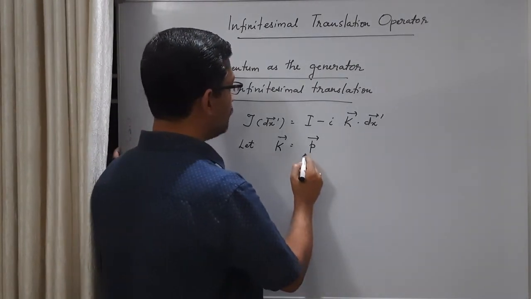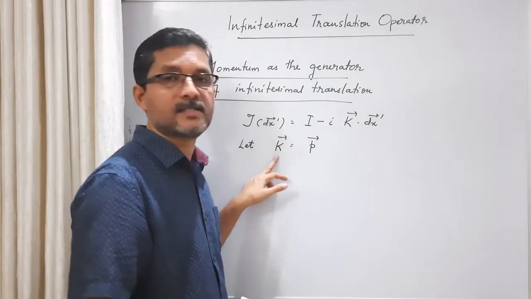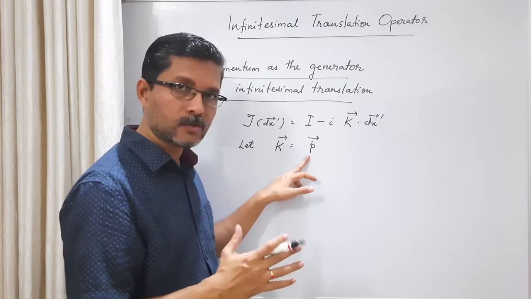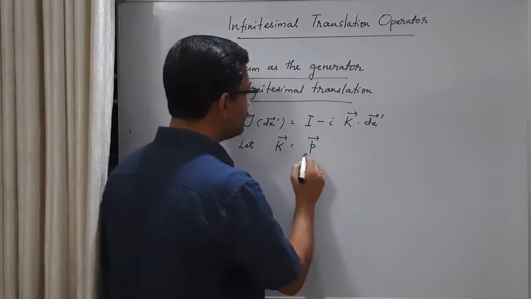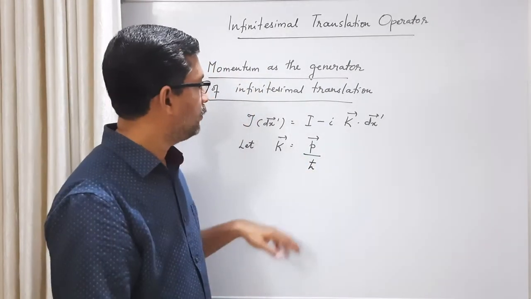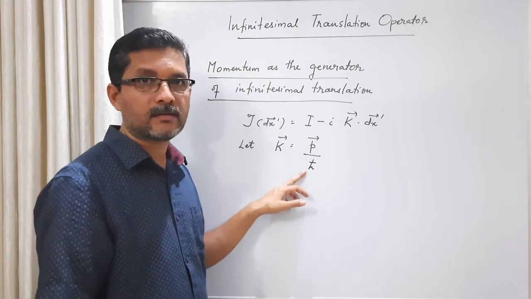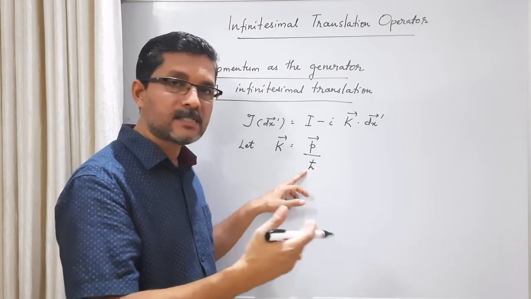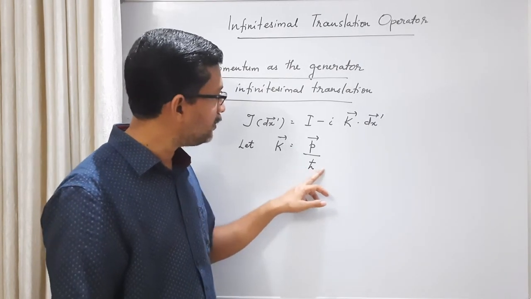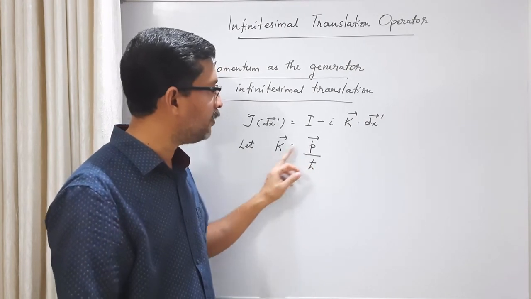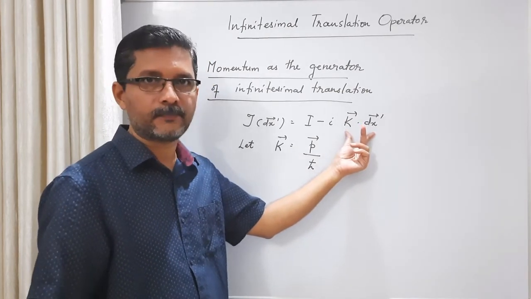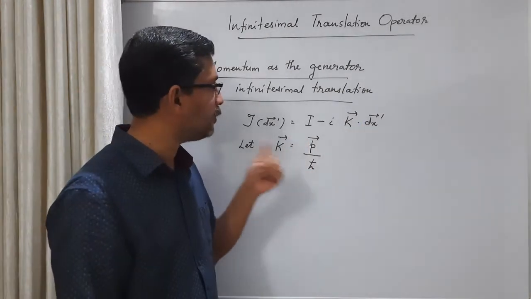We cannot define it just like this because k has the dimension of 1 by length. So we have to make the right hand side also have the dimension of 1 by length, and this can be achieved if I divide this by h cross, because h cross has the dimension of action. It has the dimension of momentum into length, p into x. So momentum will cancel, and k will have the dimension of 1 by length. Therefore, this term k dot dx prime will be dimensionless. Okay, this is the idea. So let us define k as p by h cross.